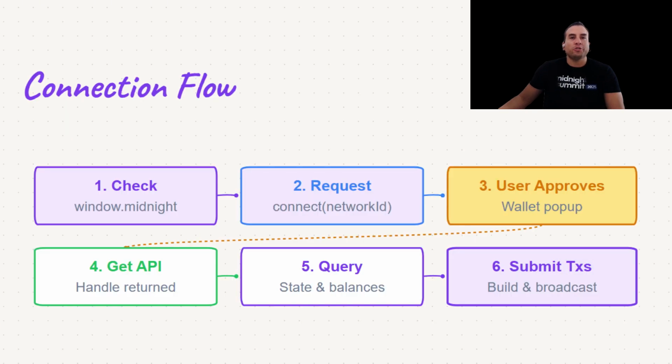Once the user picks a wallet, here's the full connection flow in 6 steps. Step 1. Check window.midnight exists. Step 2. Call connect with the network ID, like preprod. Step 3. The user sees a pop-up in the wallet extension and approves the connection. Step 4. You get back a connected API handle. Step 5. Use that handle to query state and balances. Step 6. Submit transactions. From nothing to a connected wallet in 4 lines of code.